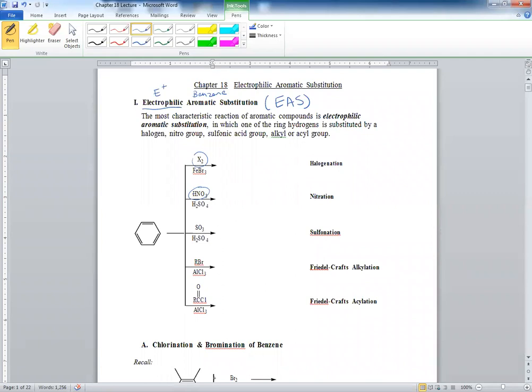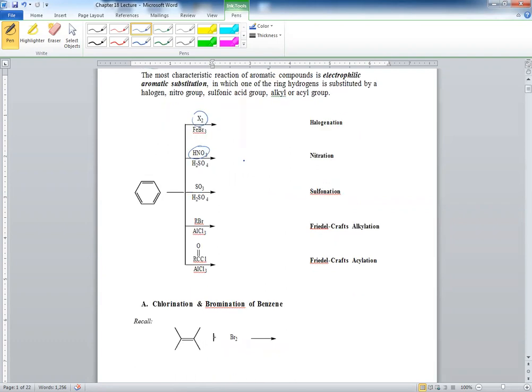So let's begin. If you would like to halogenate the benzene ring, X, which is either Br2 or Cl2, then you can add X, replacing a hydrogen. So there's a hydrogen here. That's what's being replaced. Nitration, meaning you're adding a nitro group. NO2.